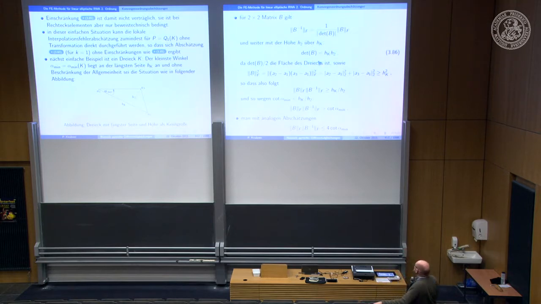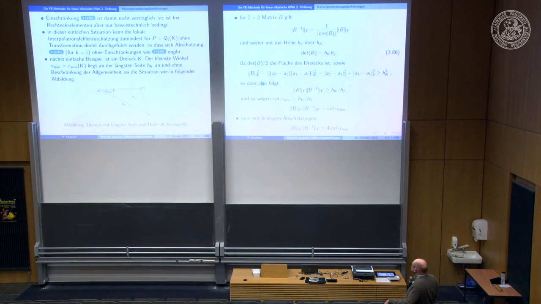The determinant of B, we discussed this already. This is the volume, the surface of the corresponding parallelogram. So half of it is just the volume of the triangle. And the volume of the triangle is, as we remember from school, the length of one of the sides times the length of the height divided by 2. So this is what's written here.